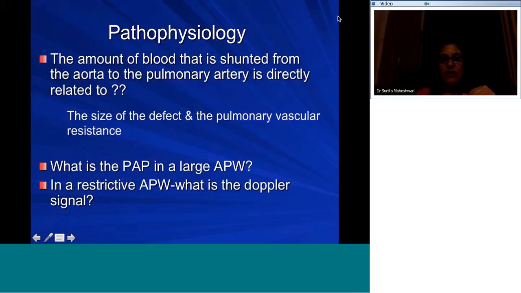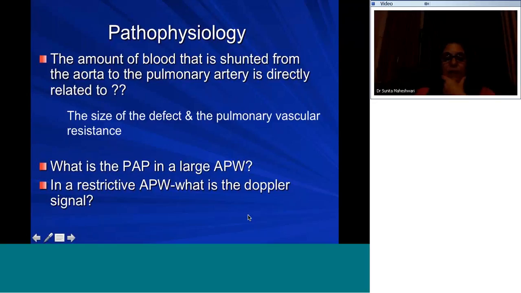If you have a large defect and pulmonary resistance is low, you'll be in heart failure. As the lungs get damaged and the pulmonary resistance goes up, your heart failure symptoms will disappear. So it's not really related to pulmonary pressure. It is related to pulmonary vascular resistance. All clear on that? If any doubt, please stop me. Now, what is the PA pressure in a large AP window? Systemic, right? It is systemic.